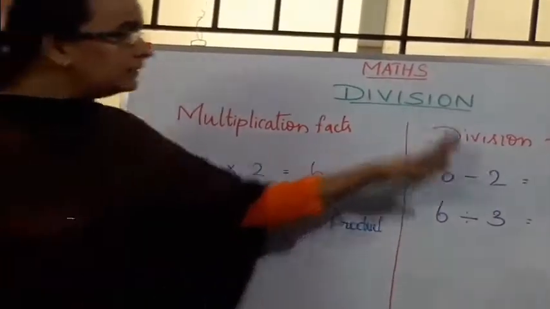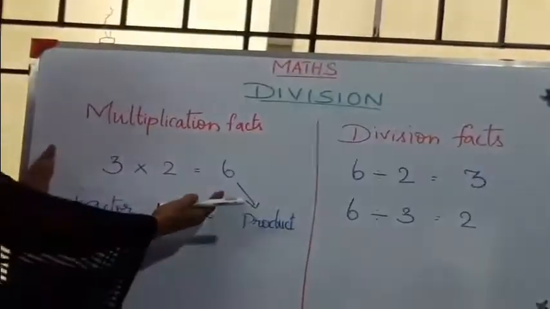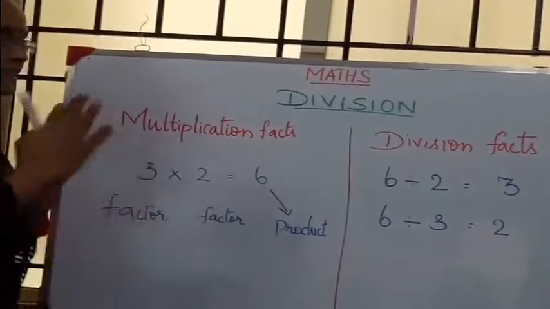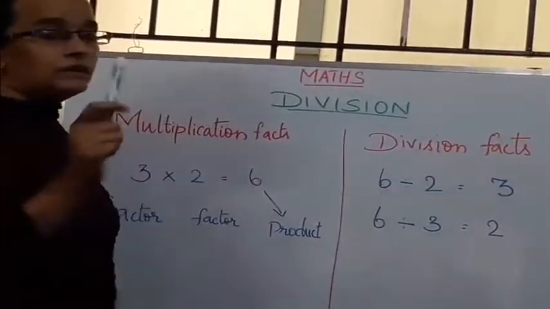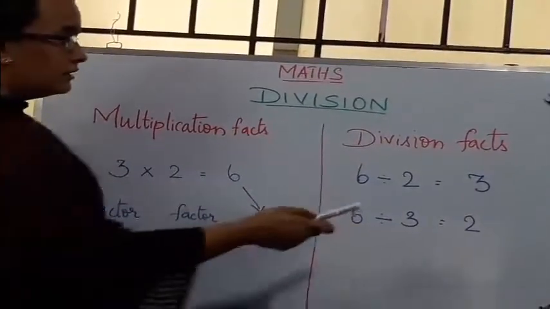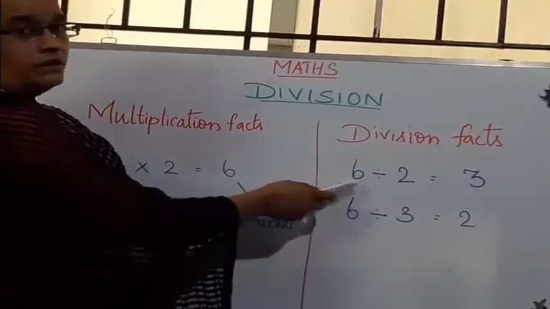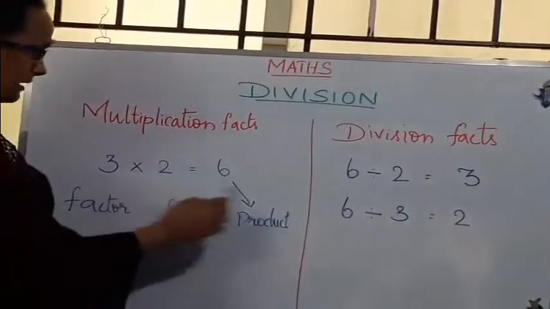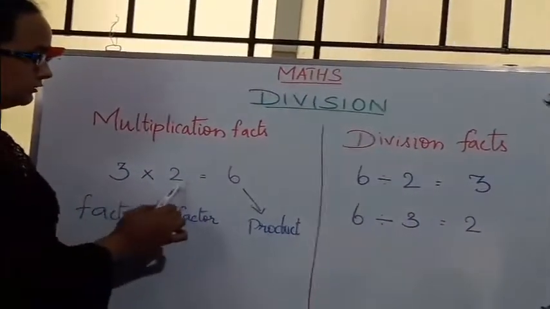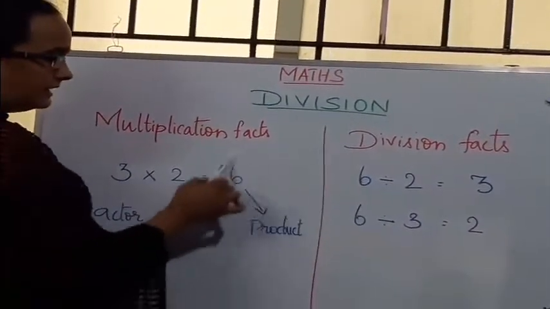That's it. Division fact means, see, I am taking the same example. Division fact means, remember, I told you the dividend will be bigger. So the bigger number, when I multiply, I am taking the same example, 3 into 2 is equal to 6. I am taking 6.